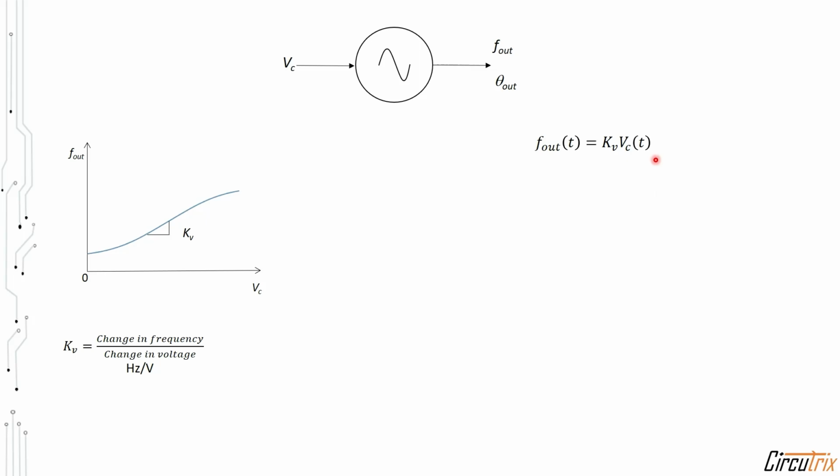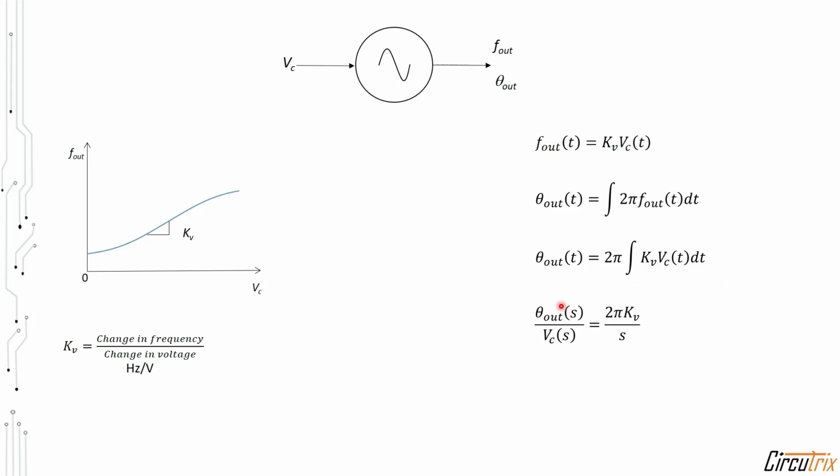In general, PLL loops are analyzed using either frequency or phase. Here we will be using phase for analyzing the PLL. So we will convert this frequency to phase by integrating the angular velocity over time. Replacing this F out with kV times Vc over t, we get the output phase to input control voltage relationship. By taking a Laplace transform, we get a transfer function.